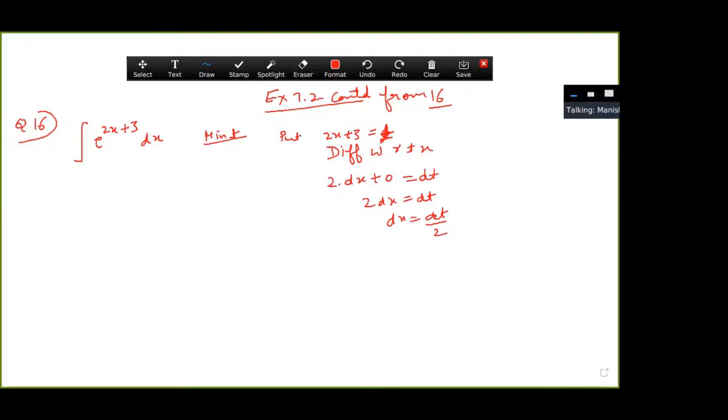Here you will use the formula for the integration of e to the power x. I have written the formula here. Okay. Now question number 17.